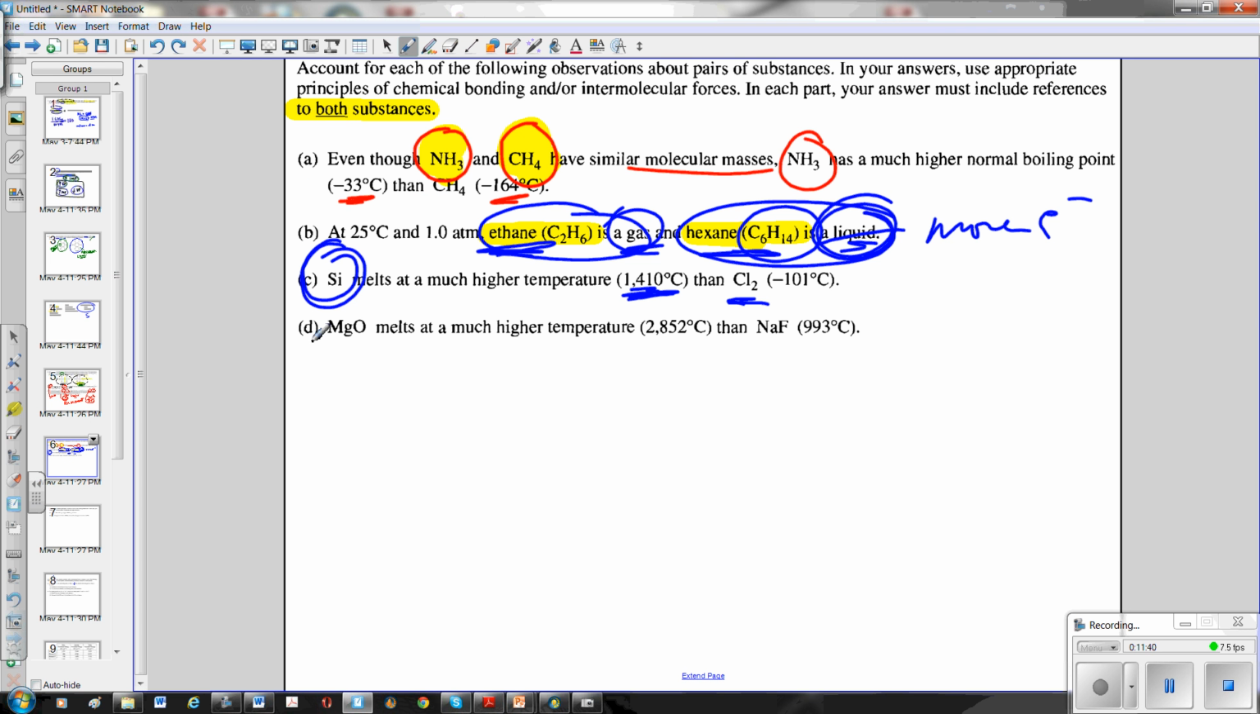Last one. MgO is a metal and a nonmetal that is held together by ionic forces. NaF is held together by ionic forces.